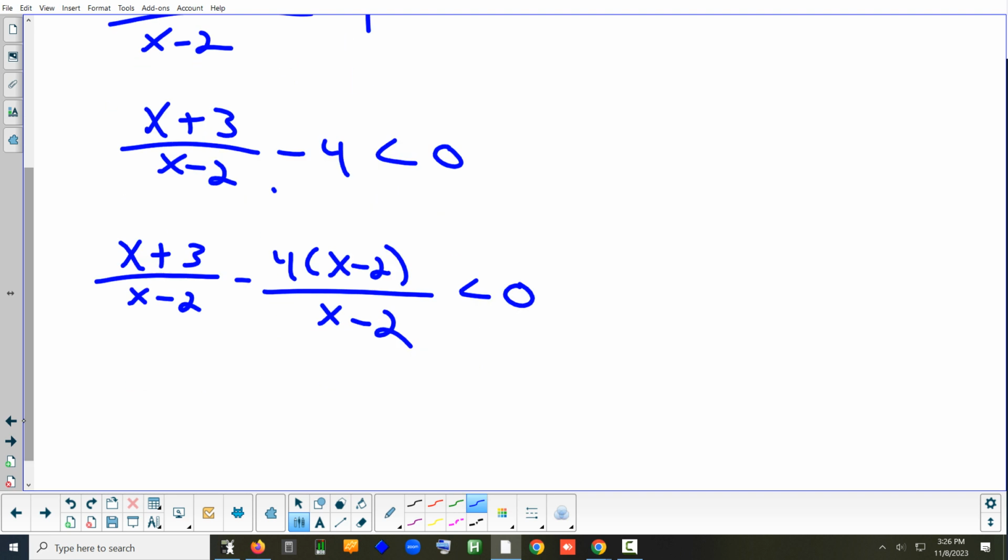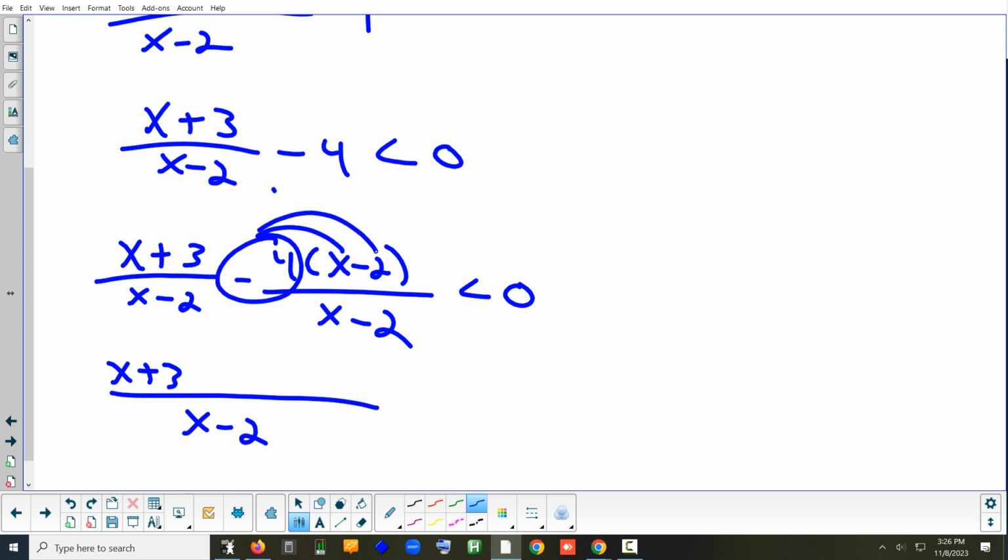And now we can put everything as one denominator. So the x plus 3, that stays the same. But then you have to distribute -4 to each of those. So now it's -4x plus 8. Now you can combine like terms and make your sign charts and then go from there.